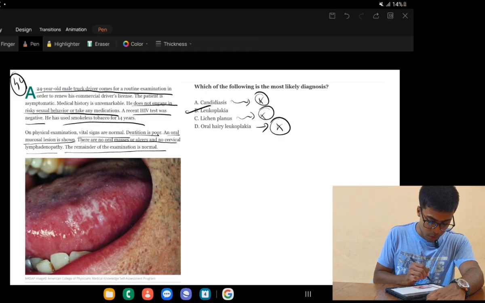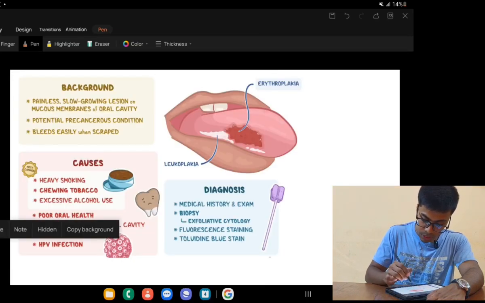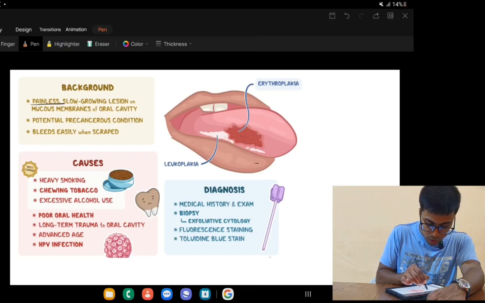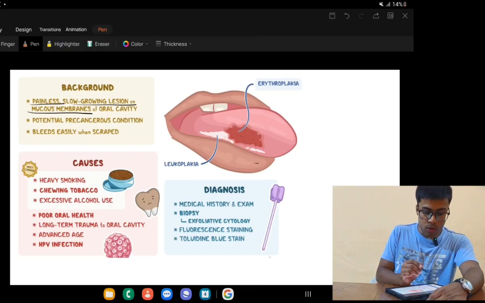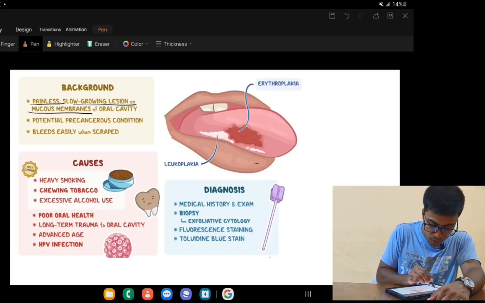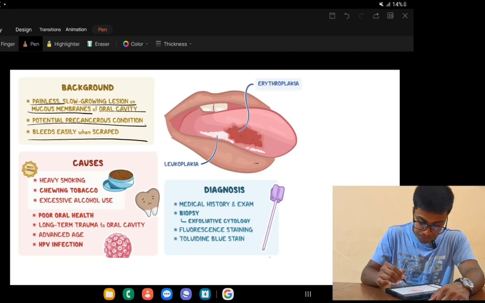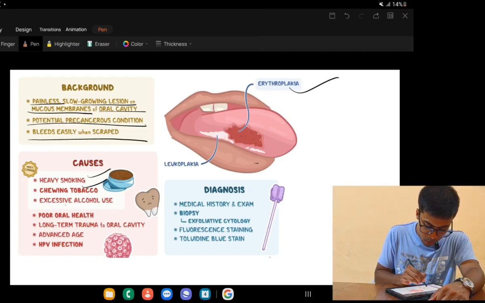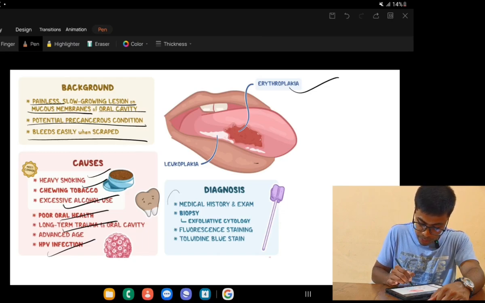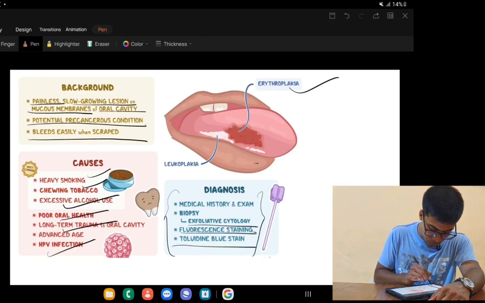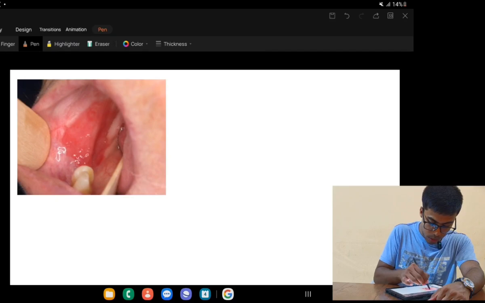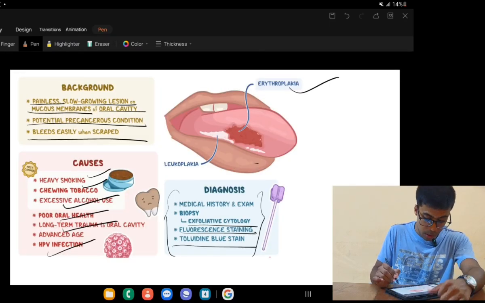One more differential we can differentiate it from is erythroplakia. The background of erythroplakia: a painless slow growing lesion on the mucosal membrane of the oral cavity, a potential precancerous condition, bleeds easily, and is scarred. Causes: heavy smoking, chewing tobacco, excessive alcohol use, poor oral health, long-term trauma to the oral cavity, advanced age and HPV infection. Diagnosis: medical history, exam and exfoliative cytology, fluorescence staining and toluidine blue. So you should know what erythroplakia looks like, and this is leukoplakia.